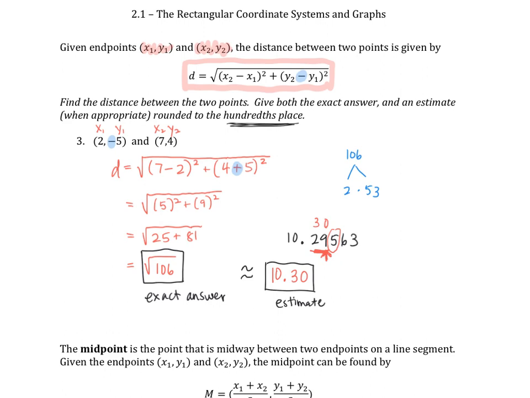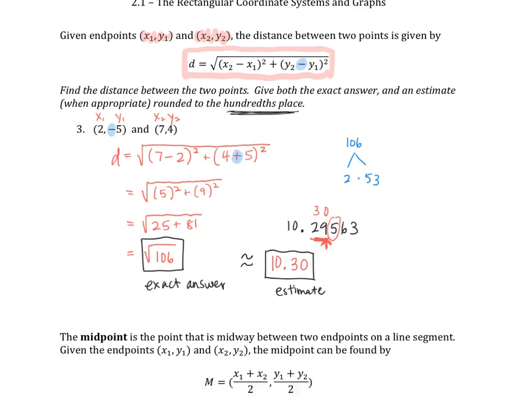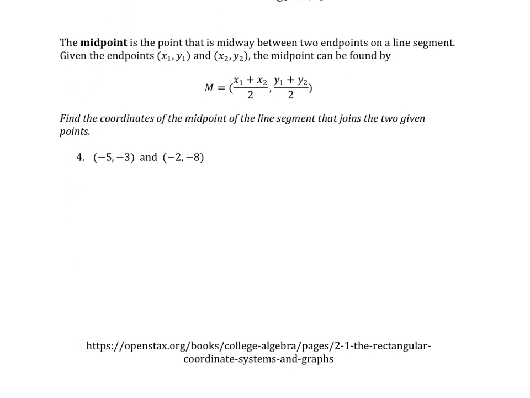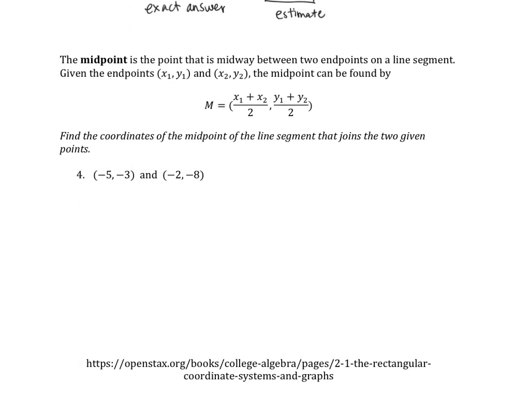Okay, so exact answer versus estimate. All right, next we're going to look at the midpoint. The midpoint is the point that is halfway between two endpoints on a line segment. So if you have two endpoints, you can find the point that is exactly in the middle of those two points. Really all you're doing is averaging out the x's, because that's the middle, right? And then averaging out the y's.